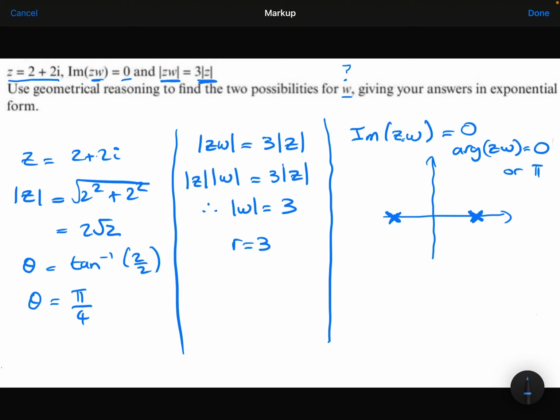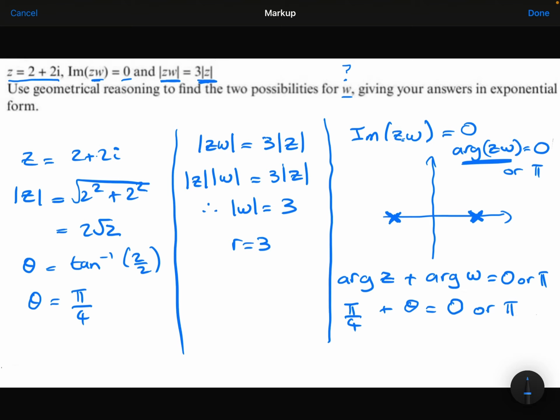Now, the argument of two complex numbers when they are being multiplied together would be equal to the argument of one of them plus the argument of the other one. That's going to equal 0 or pi. The argument of z, I know that that's pi over 4. I worked that out previously. The argument of w, I don't know that yet, but I know this is going to either equal 0 or pi.